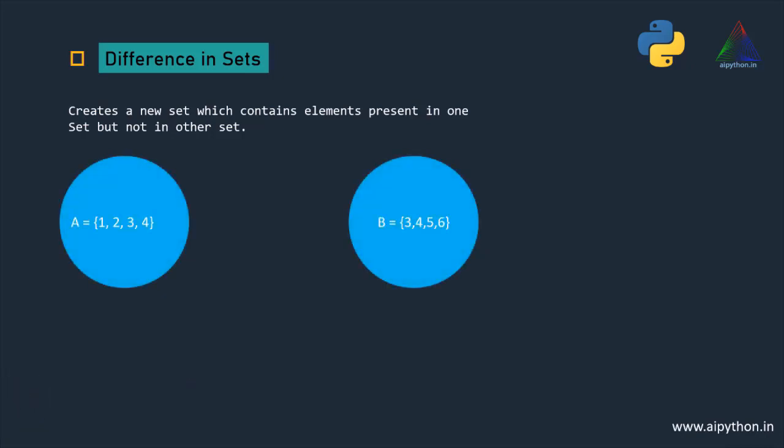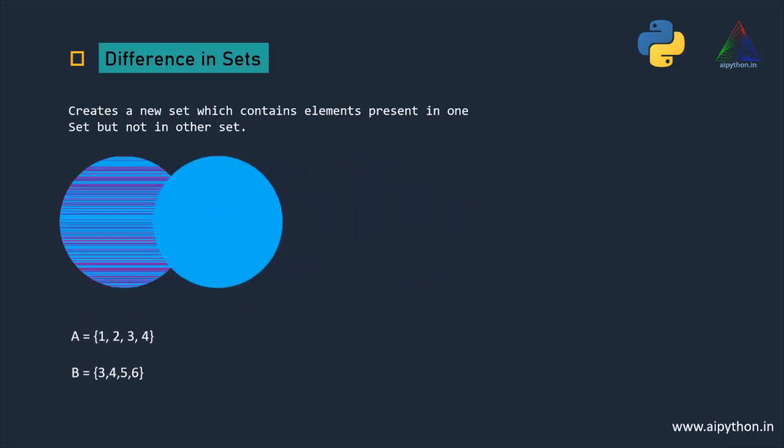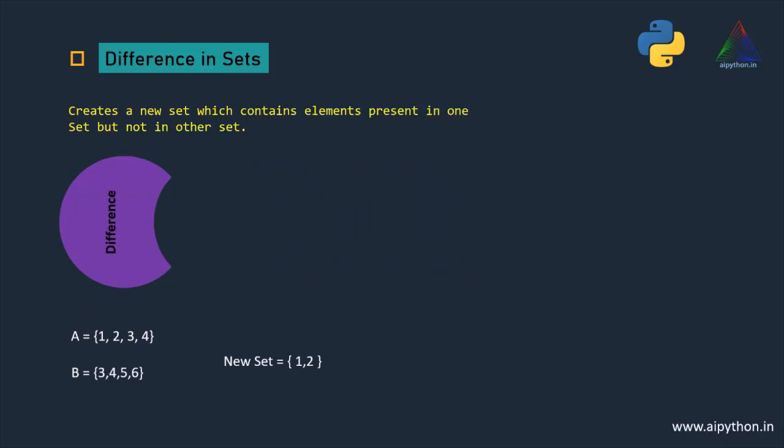Let's say we have two sets A and B, and we want to check the difference. So how will difference be measured? It will keep A as a reference and compare the elements of A with B, and it will create a new set which will contain the elements from A which are not present in set B. So this is difference. A is having elements 1, 2, 3, 4, and B is having 3, 4, 5, 6. We have created another set from this set which has only the elements which are uniquely present in A but not present in the other set.